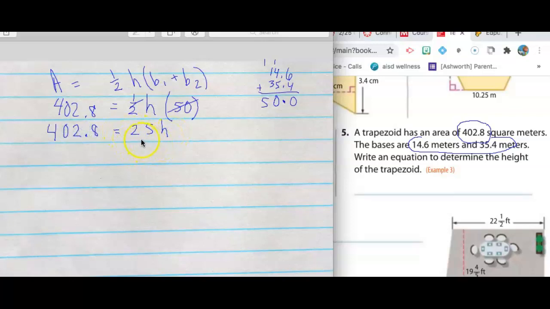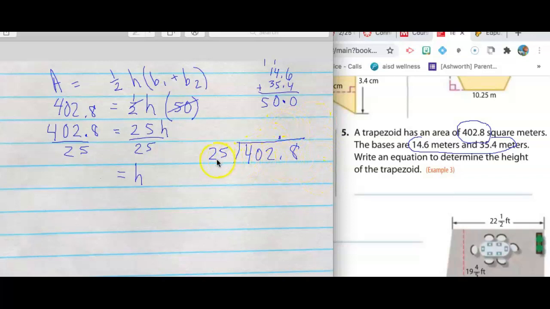So now we want to get the h by itself. So we're going to divide both sides by 25. And the height is equal to, okay, off to the side here, I have to do a little bit of work. And honestly, none of this stuff is hard. It just involves a lot of steps, which involves a little bit of effort. So we need to make sure we don't give up.